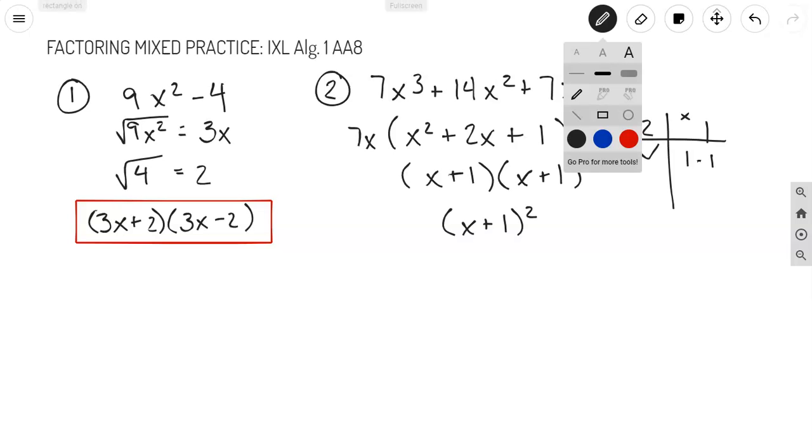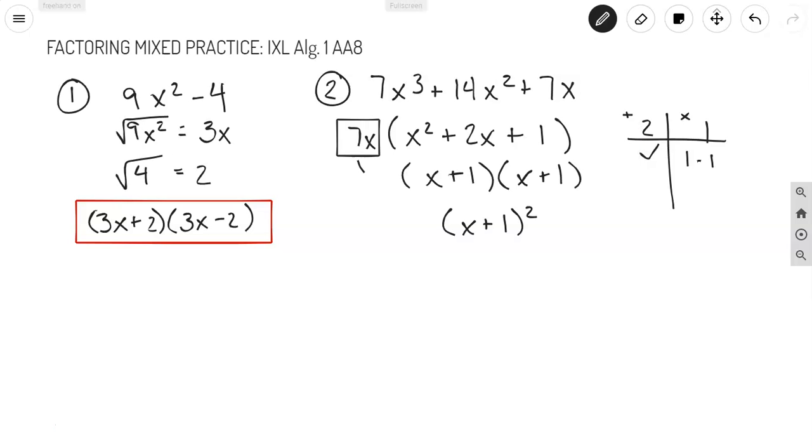My last step I must do is bring down my GCF at the end. So now it's 7x times x plus 1 squared.